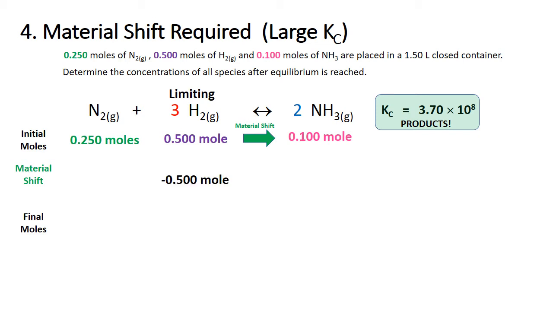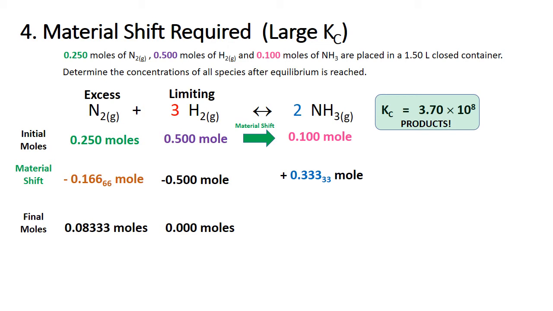And as the limiting factor, all of the hydrogen is going to be shifted over to the right-hand side, leaving us with none after the material shift. The excess reactant, the nitrogen in this case, not all of it could be used, and we determined previously that 0.166 moles of the nitrogen could be used, leaving us with 0.0833 moles of excess leftover nitrogen. Additionally, as we've converted reactants into products, we've also added to the product pile. And using the limiting reactant, we predicted that 0.333 moles of additional NH3 would be present.